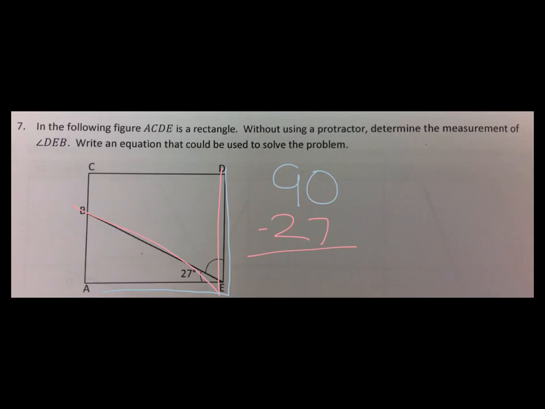So when we cannot take 7 from 0, so 0 becomes 10 and 9 becomes 8. 10 minus 7 equals 3, 8 minus 2 equals 6. So we know that this unknown angle is 63 degrees. An equation that we can use to solve that is 90 minus 27 equals 63. The measure of angle DEB is 63 degrees.